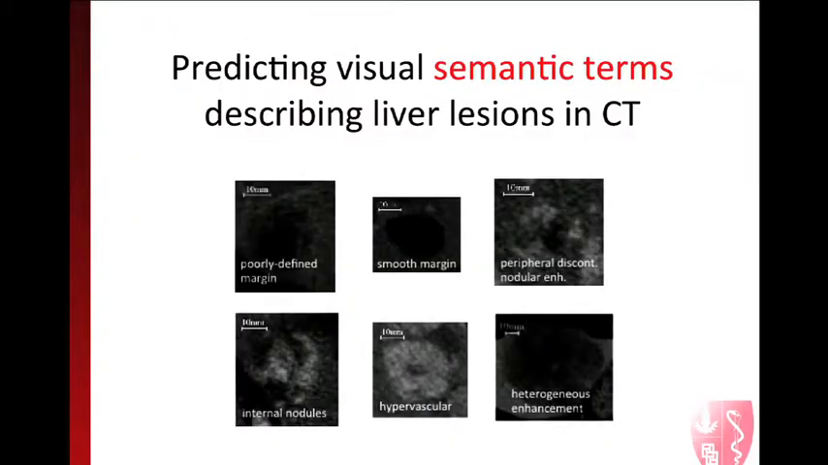Okay, so let's have a look at another medical application. At that point, we wanted to see if we can use the models to directly predict semantic annotations that radiologists use to describe liver lesions in CT. So we have several semantic annotations, such as the description of the margin here. So this is a poorly defined margin. This is a smooth margin. And also semantic terms describing the inner texture of the lesion.